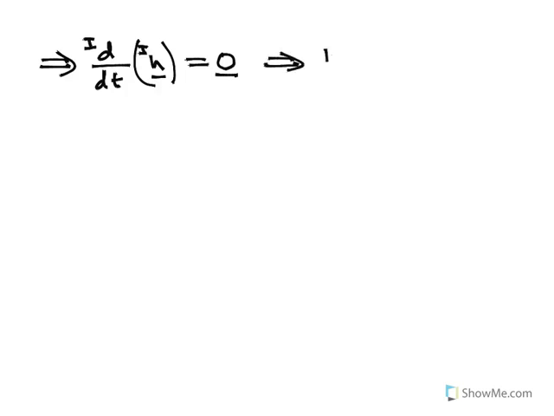As a result, the rate of change in the inertial frame of the specific angular momentum is equal to 0. But if the rate of change of a vector in the inertial frame is 0, then that vector itself has to be fixed in the inertial frame.